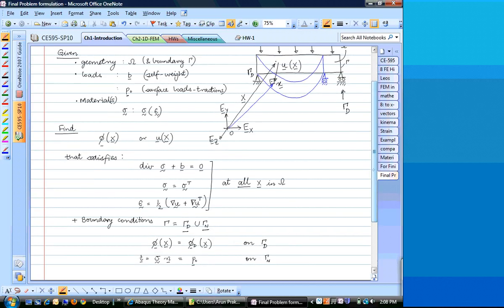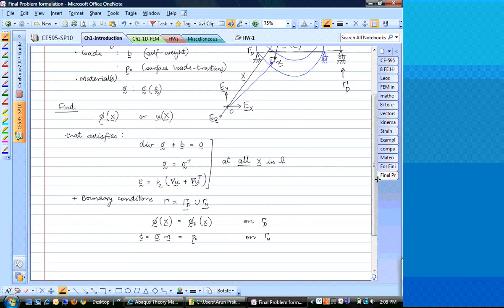So the notation here is, another thing is that the total boundary should be equal to the union of those two. Since these are two sets, if we put together those two sets, then I should get the entire boundary of my structure. In addition, the intersection of those two boundaries has to be equal to the null set.